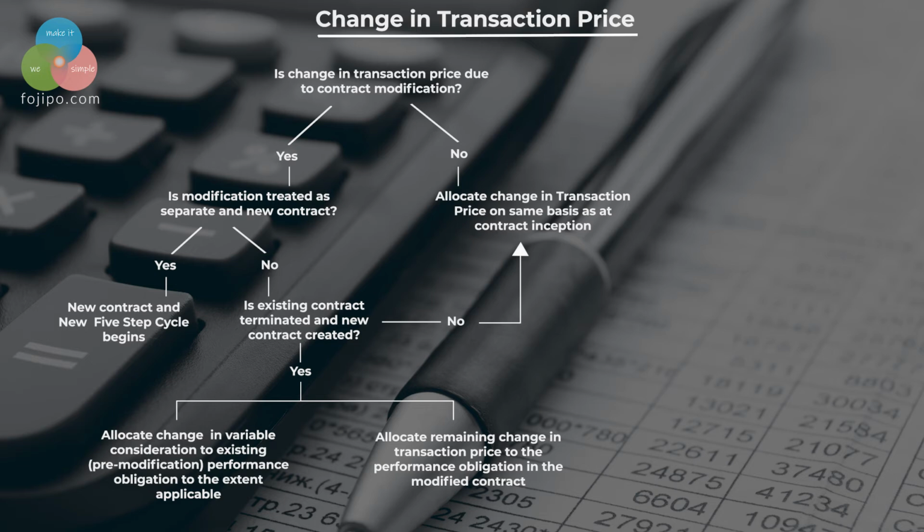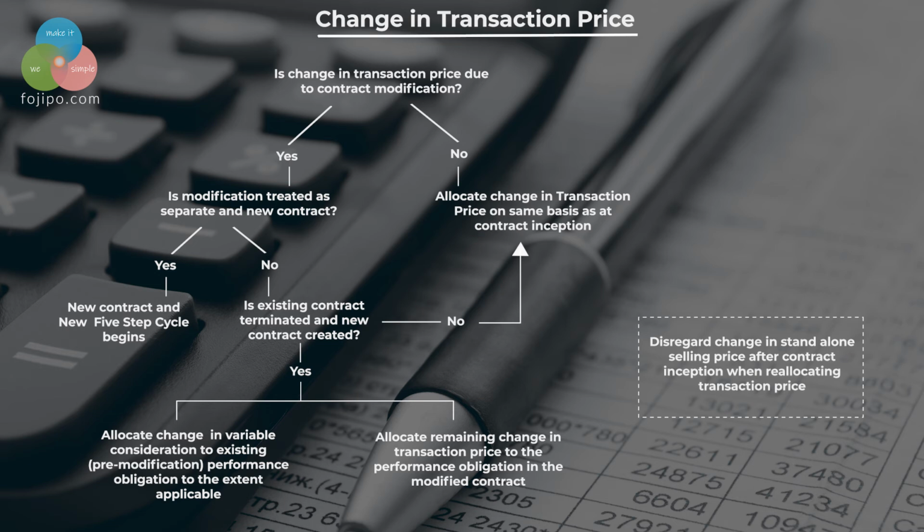This will usually be associated with the resolution of uncertainty with respect to variable consideration. Please note that change in standalone selling price after contract inception has to be disregarded altogether. This means change in standalone selling price after contract inception will not alter allocation percentage when reallocating transaction price to the performance obligation.